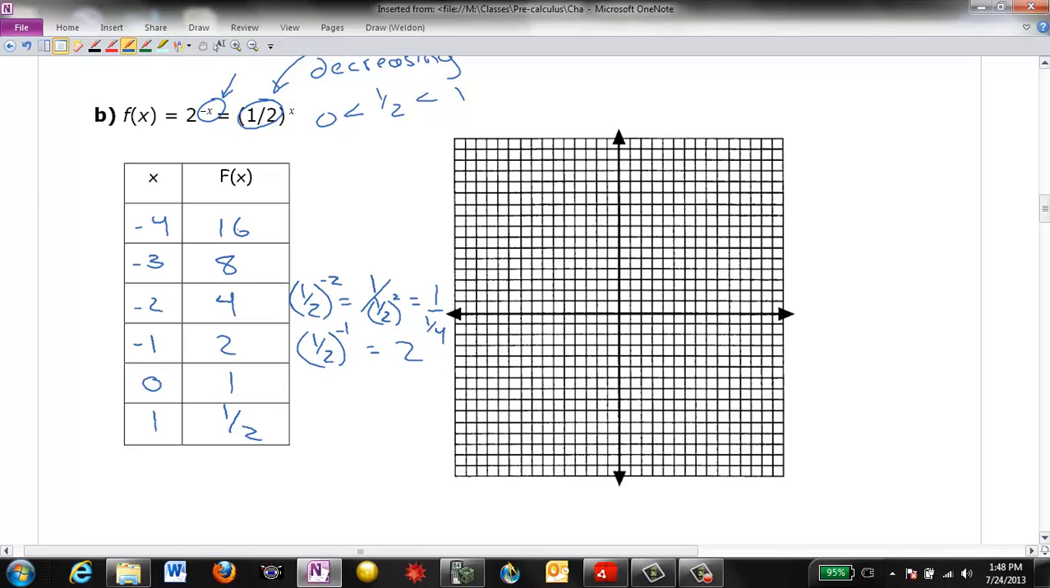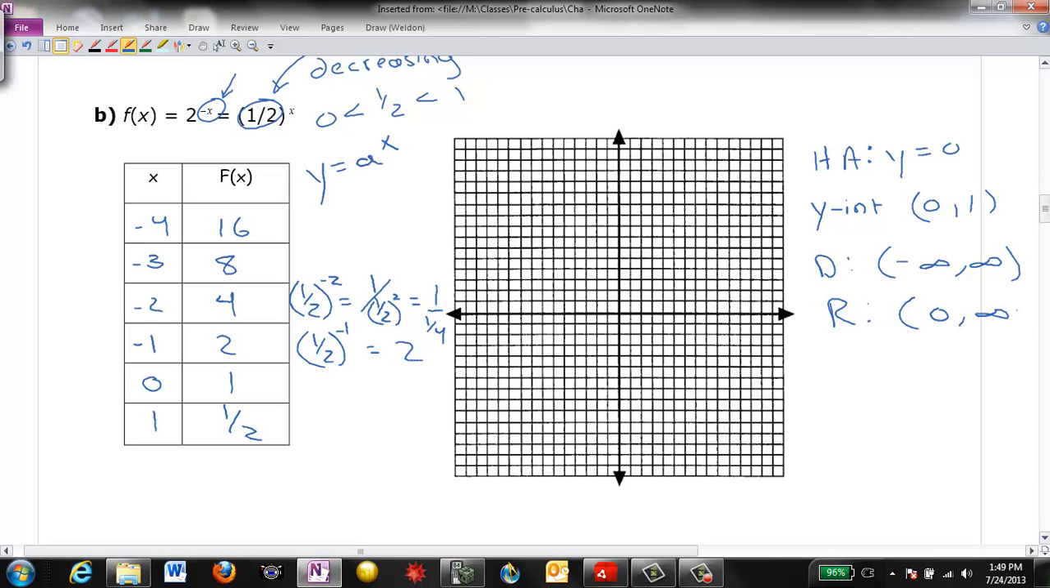Now let's think about this. Has anything changed? Where is my horizontal asymptote going to be? Have we deviated from that base function, that parent function y equals a to the x? And as it turns out, no. It's just here a is 1/2. But we're still in that basic form, right? So we know that we're going to have a horizontal asymptote at y equals 0. We're going to have a y-intercept at (0, 1). And we're going to have a domain from -infinity to infinity, and our range is still going to go from 0 to infinity. Right? So those are the main features of this graph.